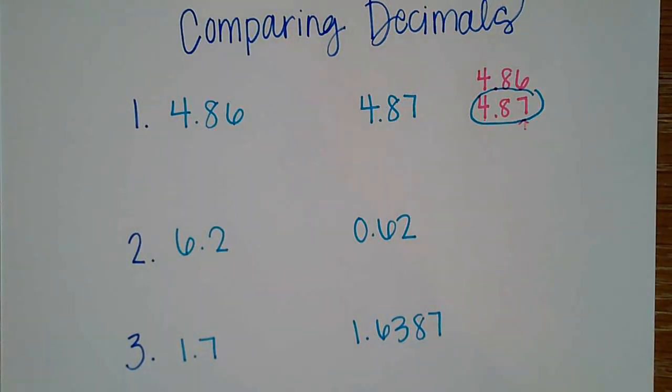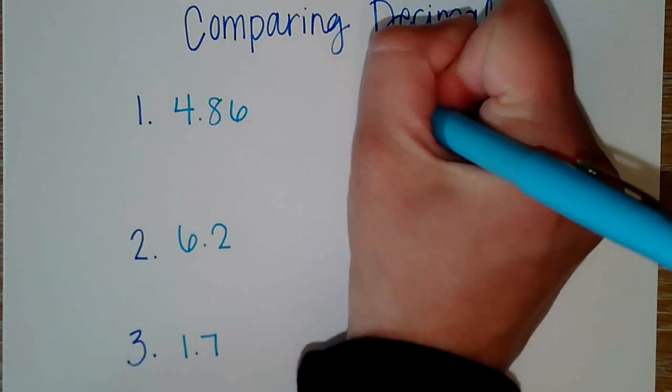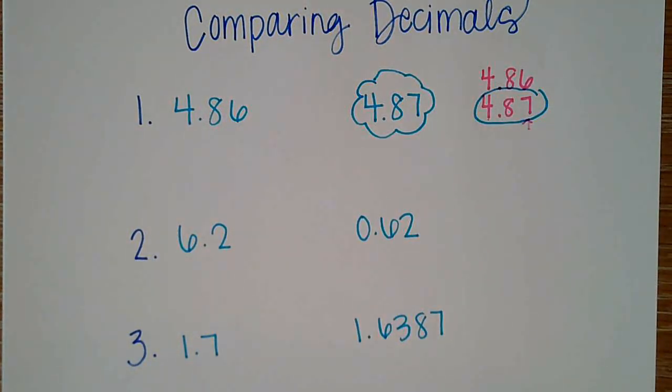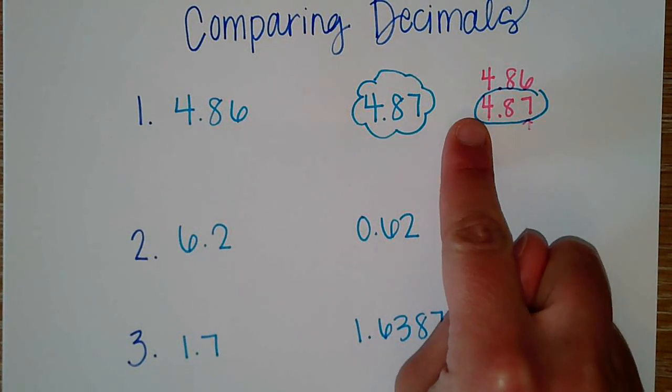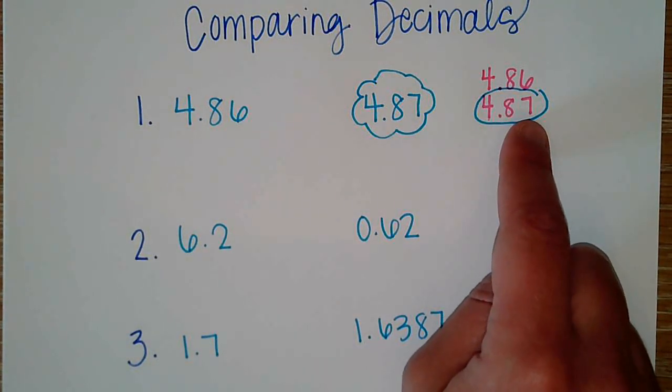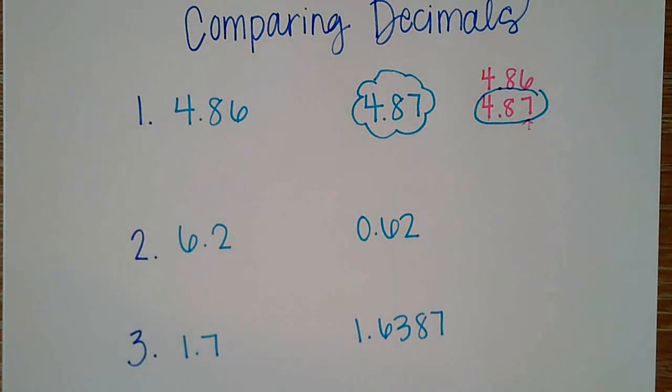It is greater. 4 and 87 hundredths is greater than 4 and 86 hundredths. This is your larger number. So if you start all the way to the left and compare until you get one number that is greater than the other, you will figure out which decimal or which number is the greatest.